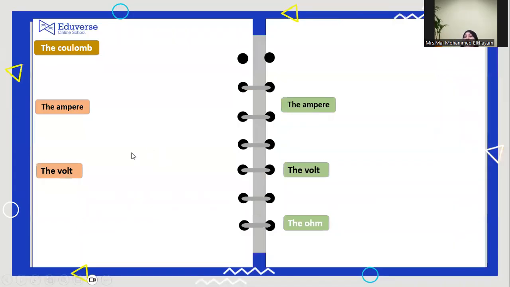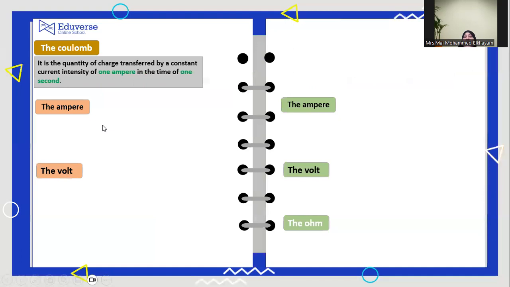Pay attention to the definitions. I have the coulomb and the ampere. I have two definitions for the ampere, according to the first law and Ohm's law. So let's see here the coulomb. It is the quantity of a charge transferred by a constant current intensity of 1 ampere in the time of 1 second. Coulomb is a unit.